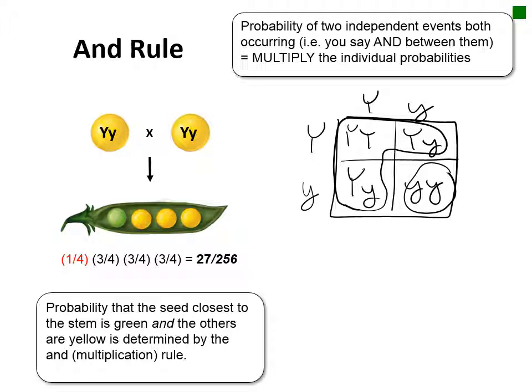When we do that, we see that the answer is 1/4 times 3/4 times 3/4 times 3/4, which gives us a 27 out of 256 chance of having a pea pod in this orientation.